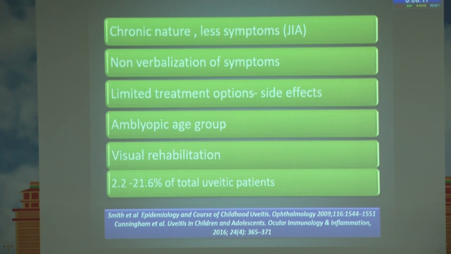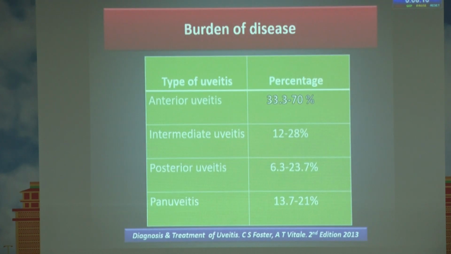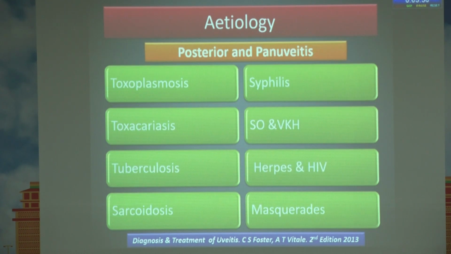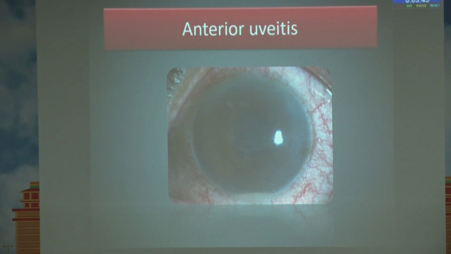The prevalence of pediatric uveitis is 2.2 to 21.6% worldwide as per the literature available. Anterior uveitis is the most common type of uveitic entity, ranging from 1/3 to 3/4 of the total uveitic patients. Juvenile idiopathic arthritis is the most common etiology behind anterior uveitis, and in intermediate uveitis, the etiology is still idiopathic in nature. There is a long list of etiologies behind posterior and pan uveitis. Now coming one by one.